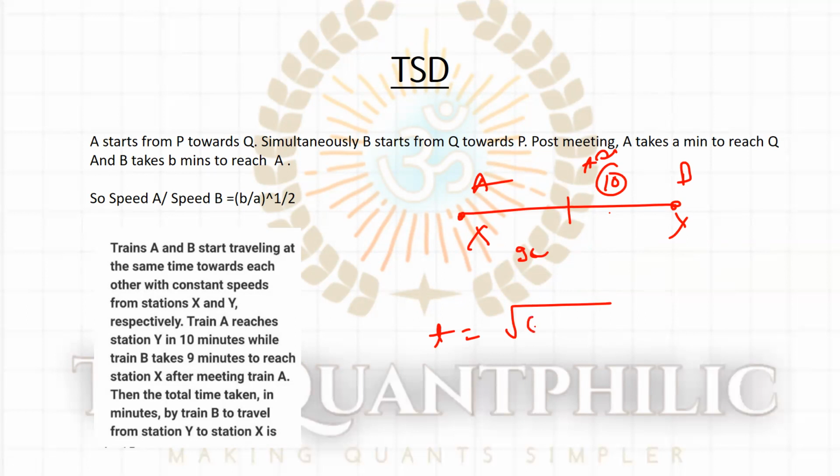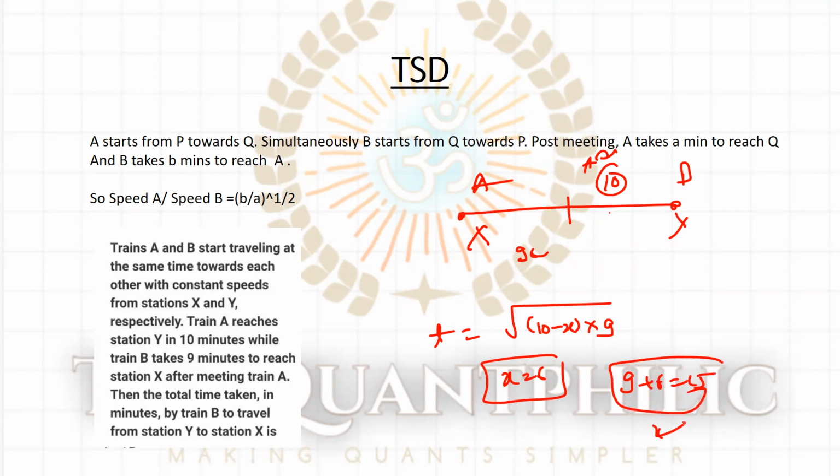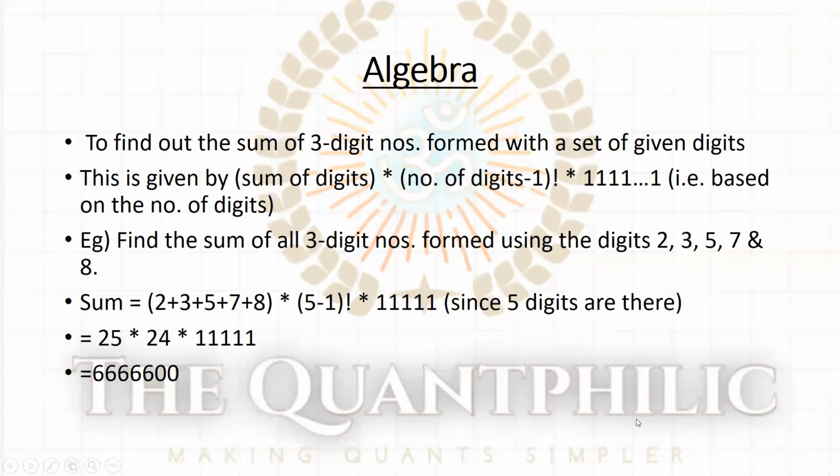So basically they took X time before. So X squared is 10 into 9. Now you can solve for X. You will get X as 6 minutes. So how much will the total time be? 9 plus 6 equals 15. That's it. This is a good one, a good shortcut to remember.